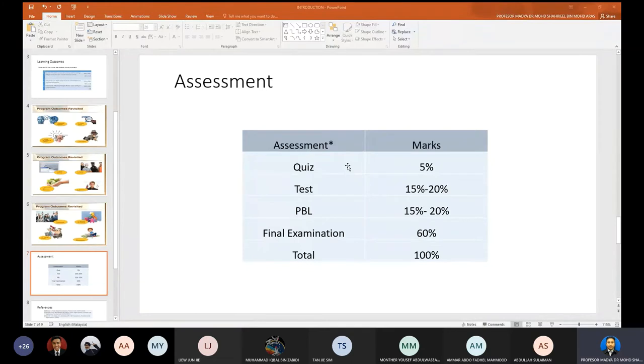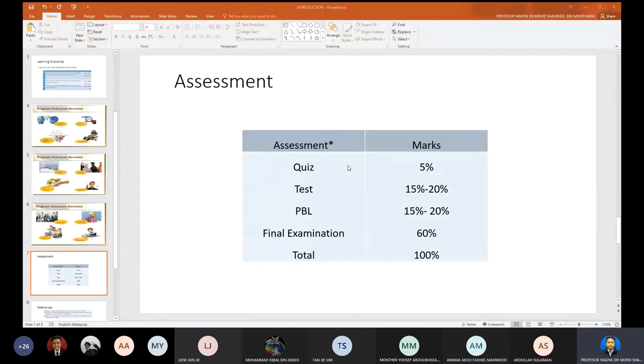You can see the quiz. I'm not sure yet, but maybe I'll do more than one quiz so that you can score, and I'll take the best ones. For example, if I do three or four tests for the four quizzes, I may just take one or two of the best so that you can get the full mark for the quiz assessment, which is 5%. I will help you get the full marks for the 5%.